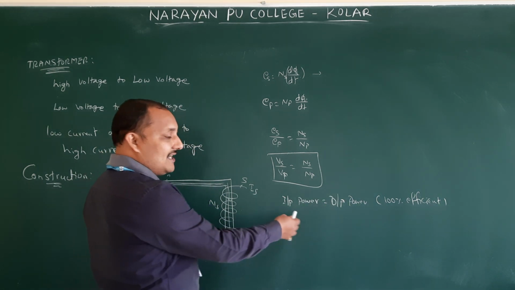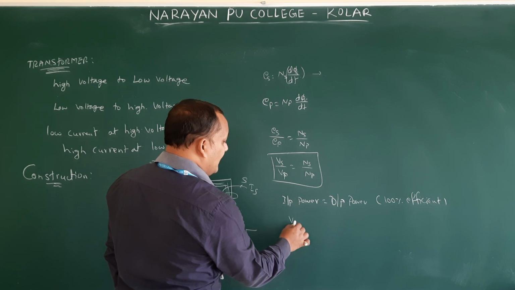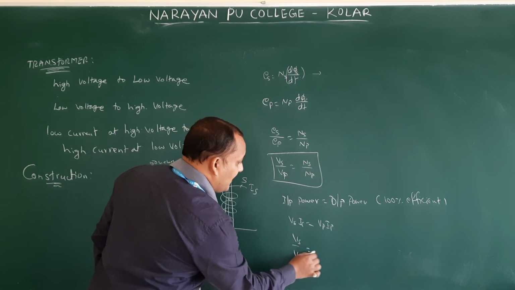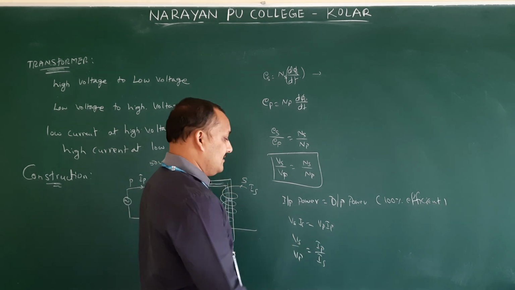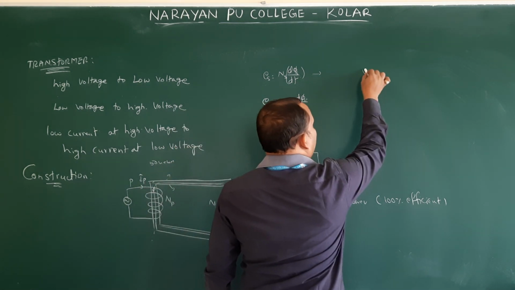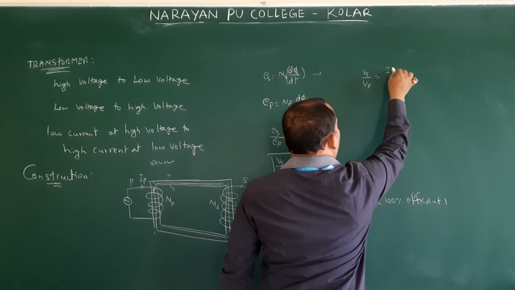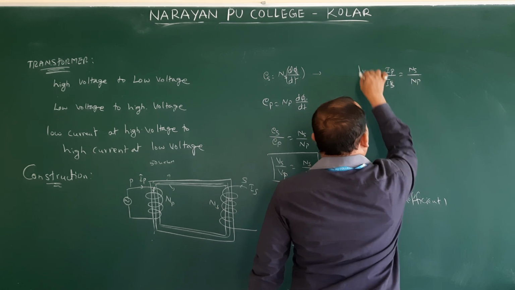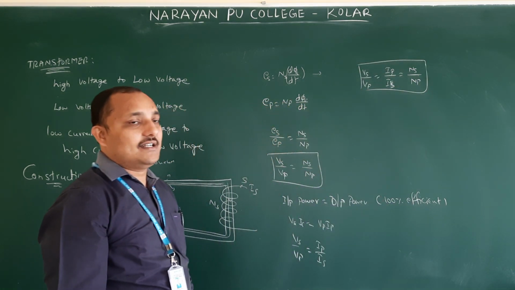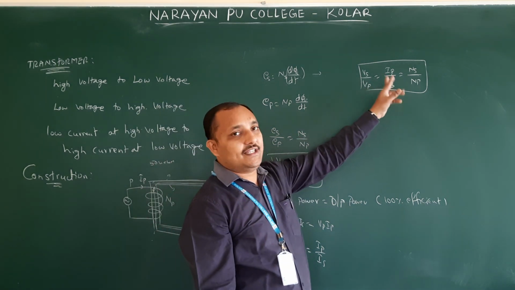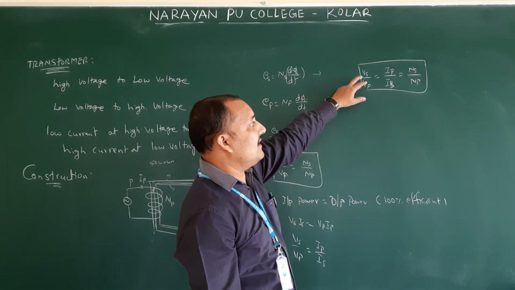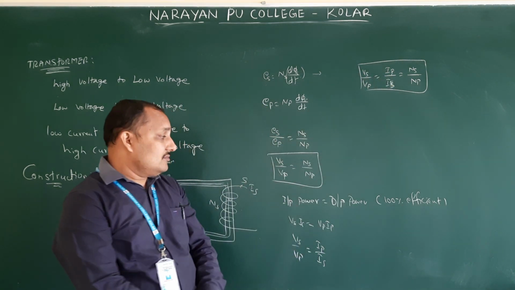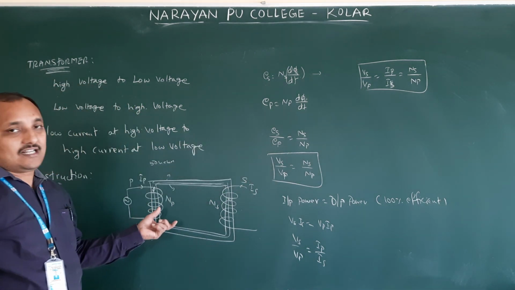In the power formula we can use voltage into current. V_S I_S is equal to V_P I_P, then V_S by V_P is equal to I_P by I_S. If you use this formula, this ratio V_S by V_P equal to I_P by I_S is equal to N_S by N_P. This ratio we are calling the transformer ratio. Out of these four, three they will give and any one they will ask, or they will ask to find the transformer ratio. V_S, V_P they will give, I_P they will give, I_S they will ask: what is the current in the secondary coil? So this is about the equation part for the transformer.